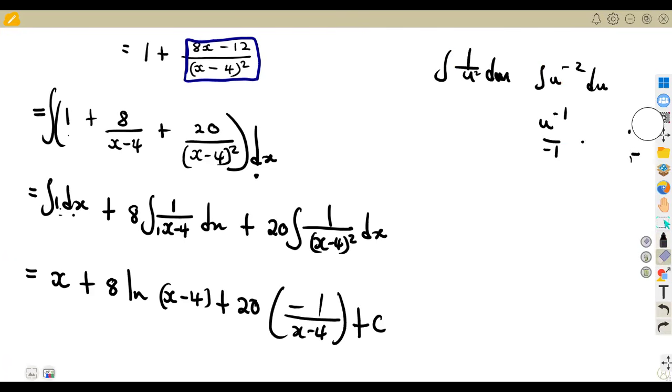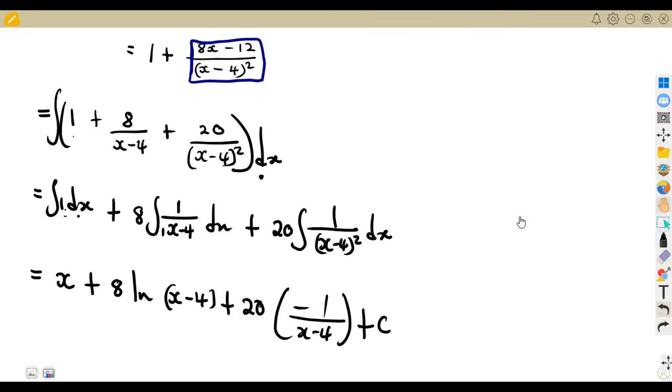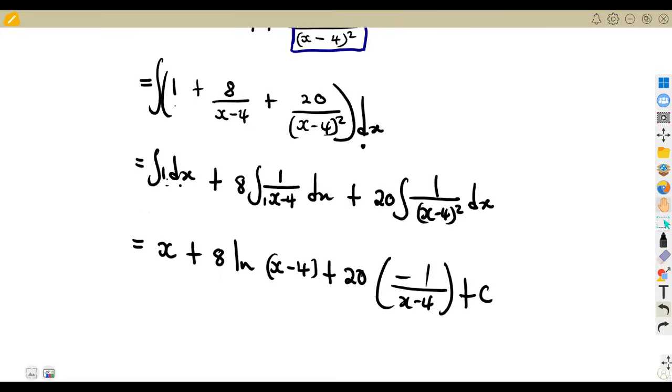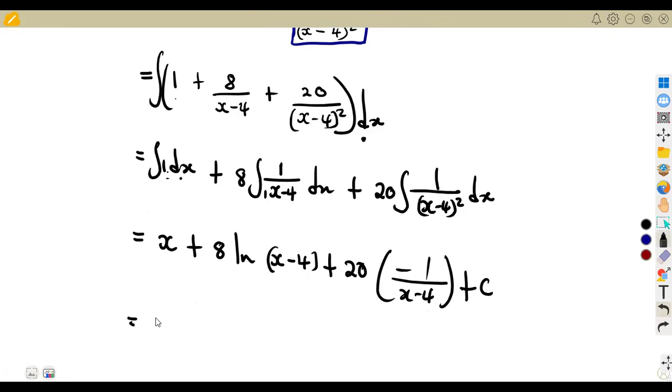All right, so you can also use the substitution method. I want you to try to use that one and see, you're going to have the same answer, just like this. All right, so that's it. We've got our final answer, just that we're going to combine 8 ln of (x minus 4). Plus and minus, that will be a minus, so you can multiply the numerator to the numerator. That will be 20 times 1, which is 20 over (x minus 4), plus the constant of integration.